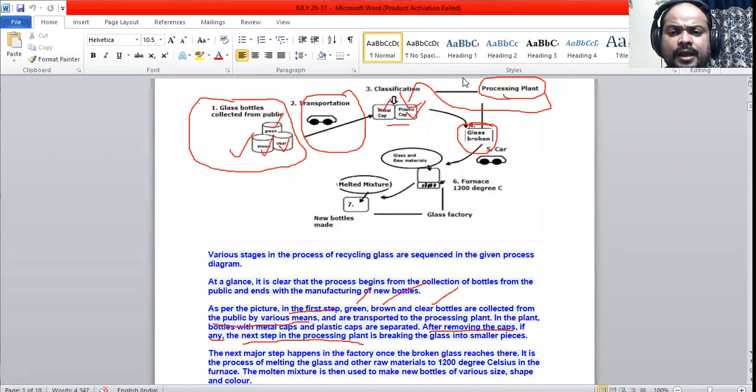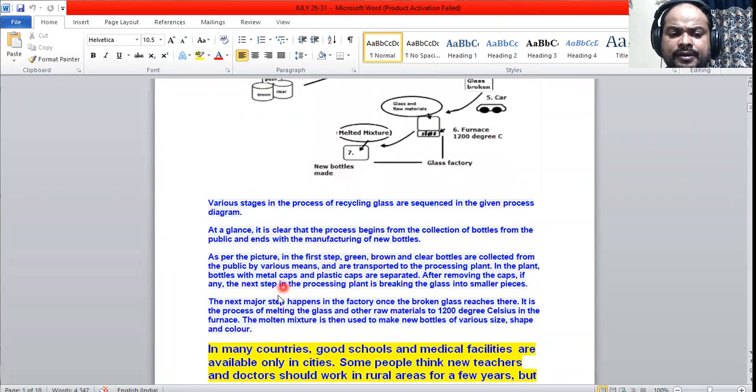Now, I move on to the next paragraph. The next major step happens in the factory. It is not in the processing plant; it is happening in the factory, once the broken glass reaches there. The glass is broken in the processing plant and transferred to the factory.